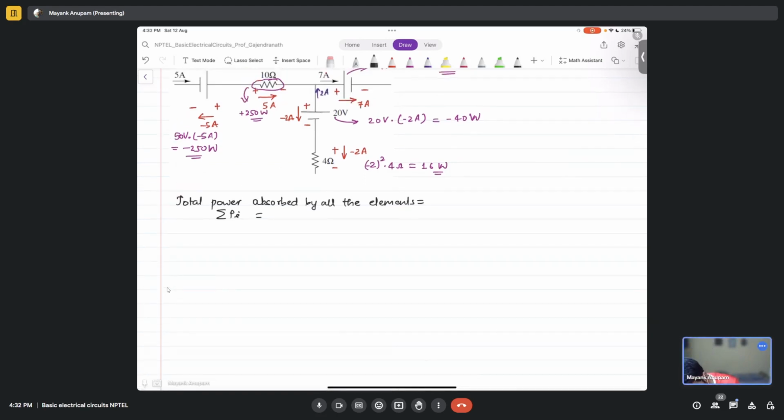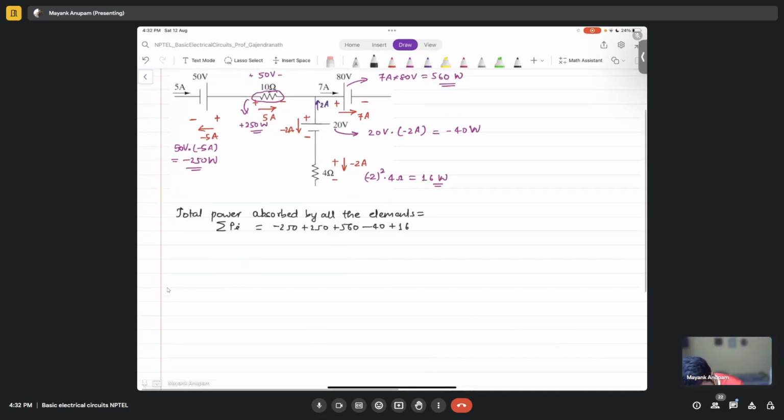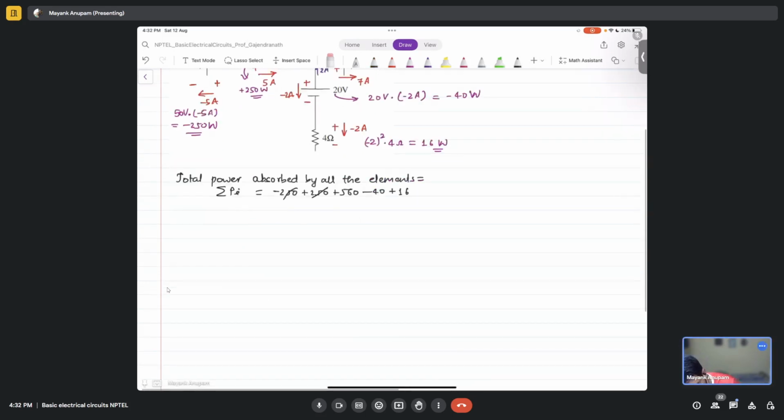So is it minus 250 plus 250 minus or plus 560, right? Minus 40 plus 16. The 250s cancel each other. 40 and 16 will be what? 24, right? Or in another way, 560 minus 40 is 520, 520 plus 16 is 536. Right?